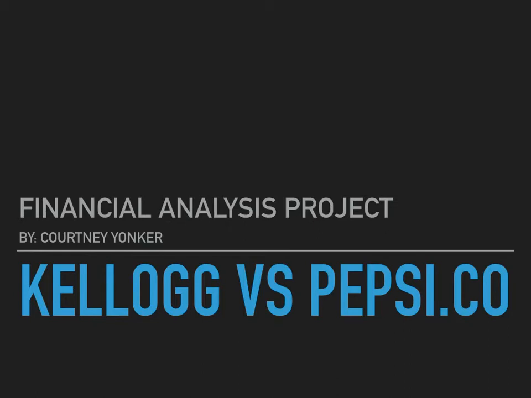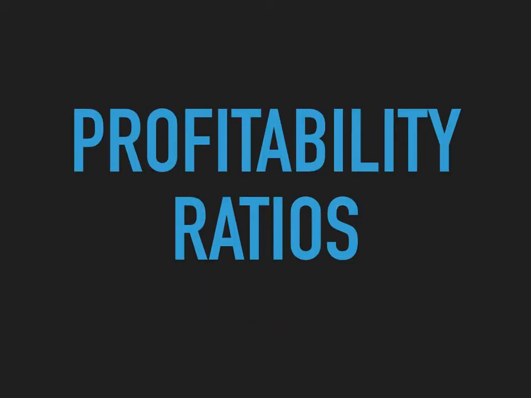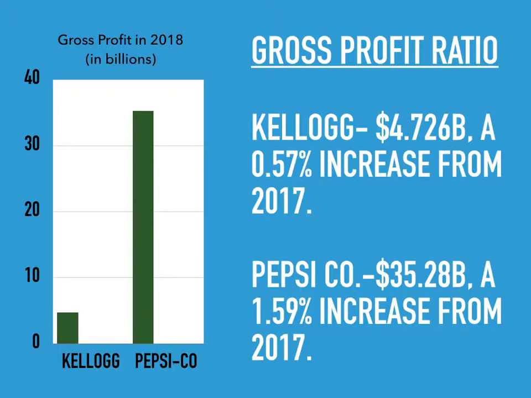My name is Courtney Younger, and for my financial analysis project, I did Kellogg's versus PepsiCo. The first set of ratios we're going to take a look at are the profitability ratios, in particular, the gross profit ratio.